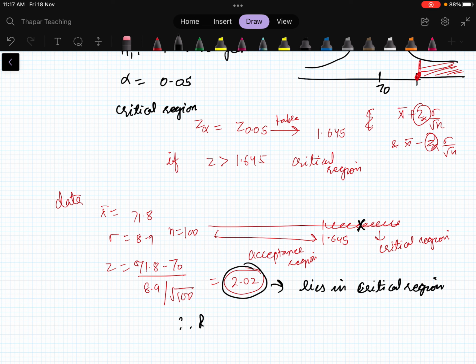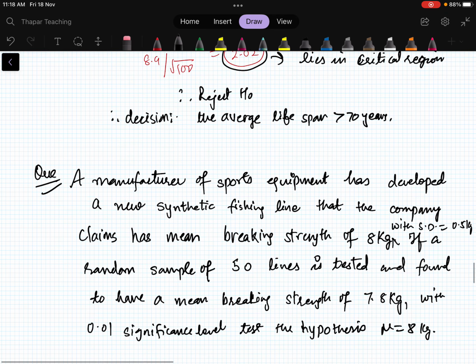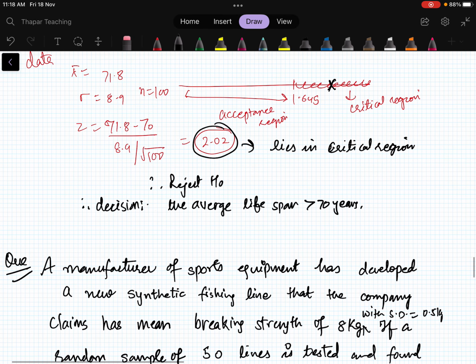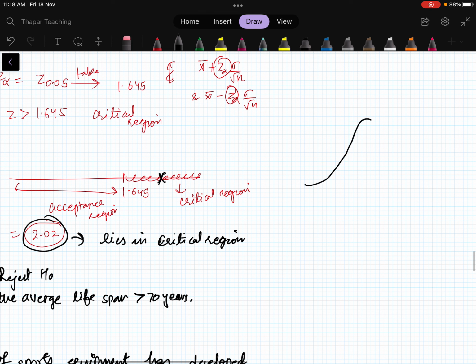Therefore, reject H naught. Therefore, the decision is that the average life span is greater than 70 years. Because your H naught was that mu is equal to 70 years, and we reject it. And if you want to do the same problem with the p-value, then how will you compute your p-value?